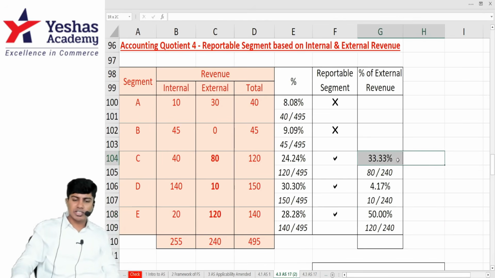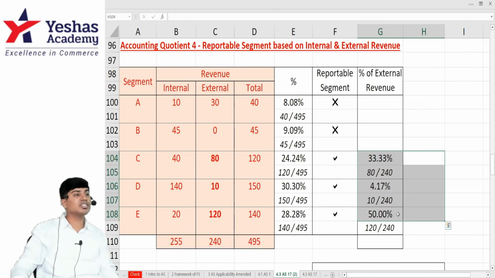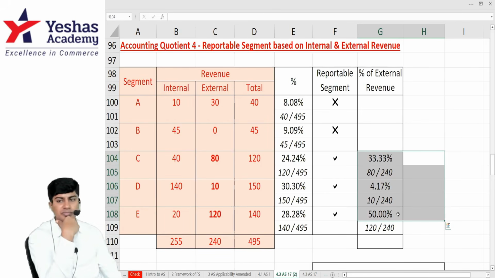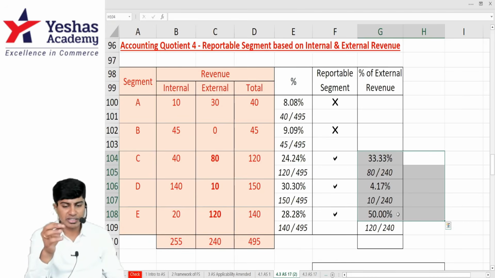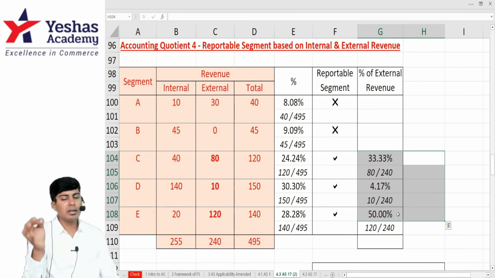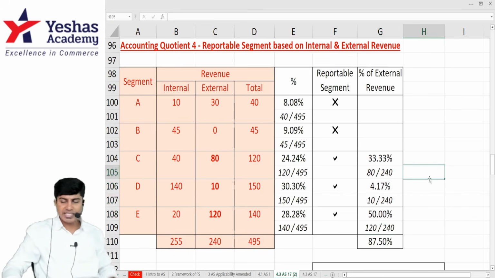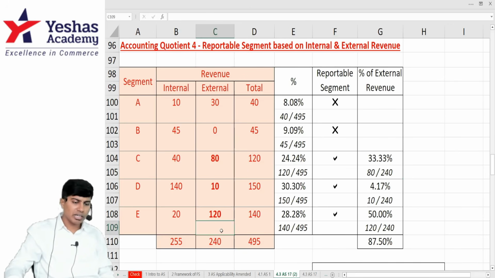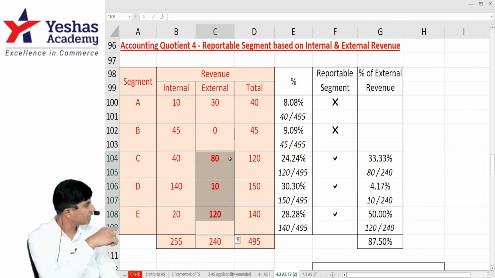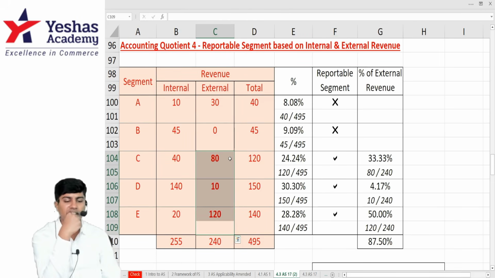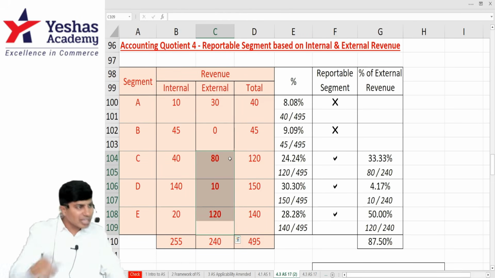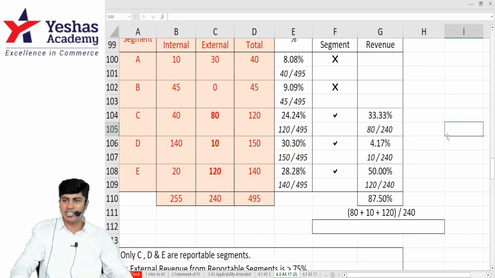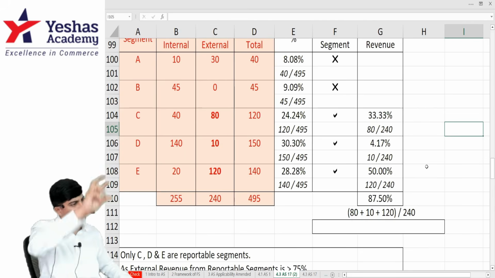So external revenue is how much? 33.33, 4.17 and 50. From reportable segments, how much external revenue are we getting? Add those three. 33.33% plus 4.17% plus 50% gives 87 point something. Alternatively, take 80 plus 10 plus 120, which is the external revenue from reportable segments, divided by 240. Same 87.5. You understood two ways to arrive at the same thing. Either take individual and then total, or take the total only.